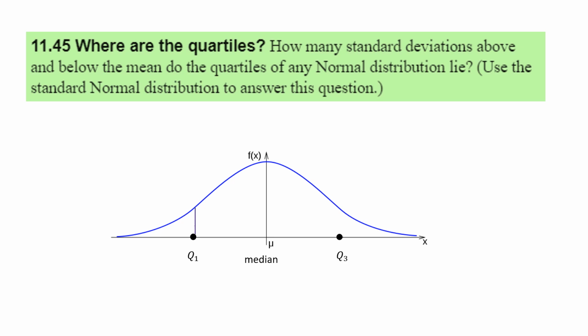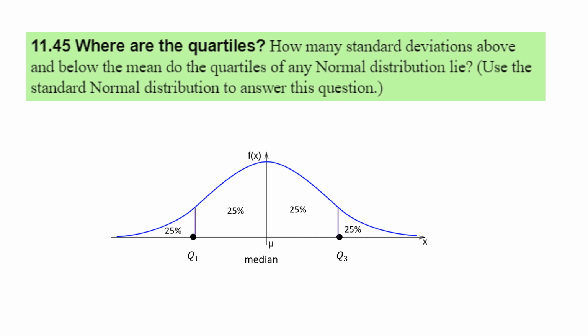So the area lying to the left of Q1 will be 25%. The area between Q1 and the median is 25%. The area between the median and Q3 is also 25%. The area between Q3 and the upper value is also 25%.